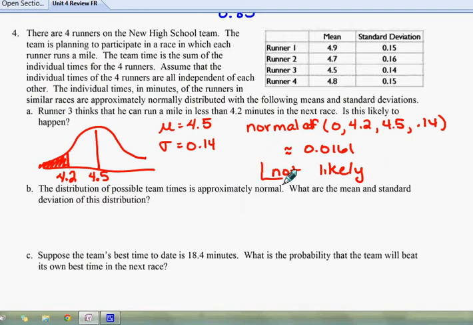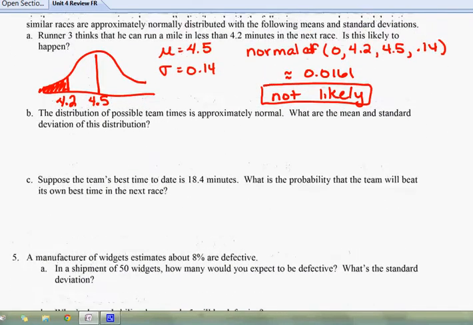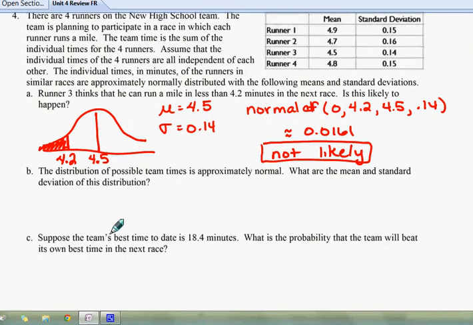Okay? And again, you can't just answer yes or no to a problem like this. You have to back it up. And the work is really worth more than just the yes or no. For part B, it says the distribution of team time is approximately normal. What are the mean and standard deviation?